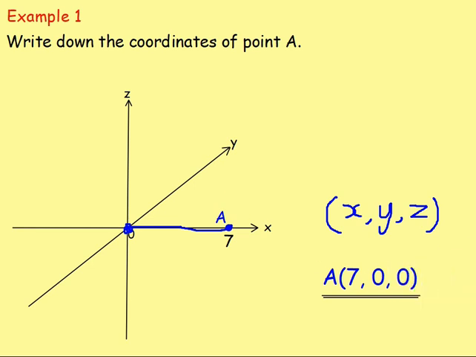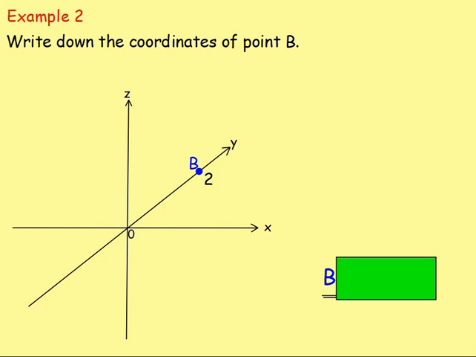Which means then the coordinates of point A would be 7, 0, 0. Example 2, write down the coordinates of point B. Once again, if you think about it, you're going to have your x value, your y value, and your z value, and you would deal with them just in that order. Put brackets around them, put commas between them.